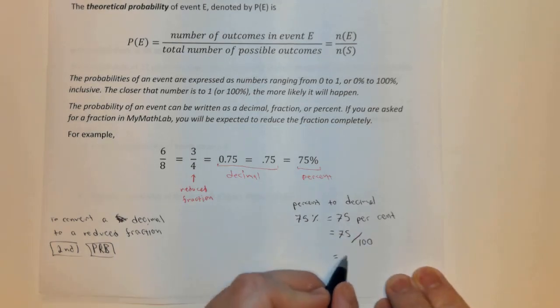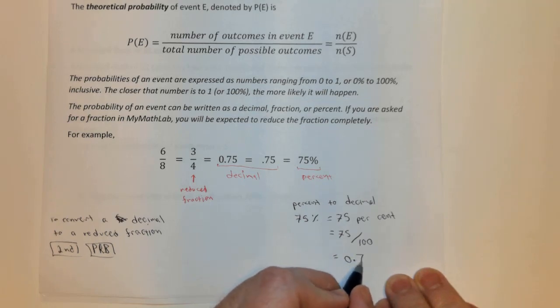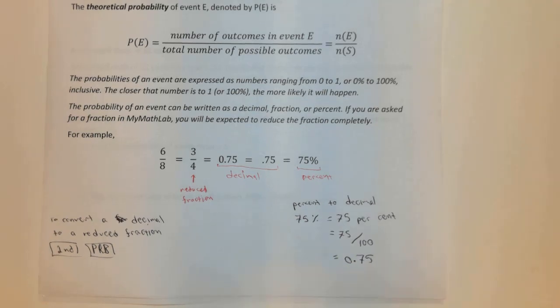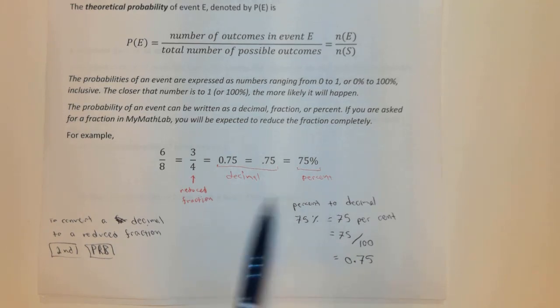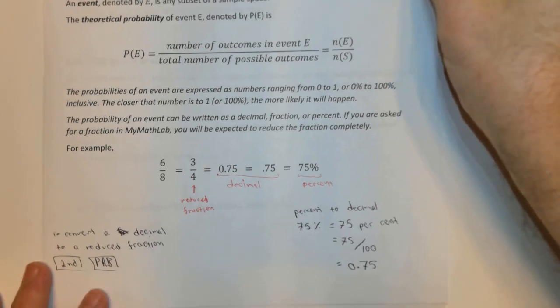So if you're given a percent and you need to convert it to a decimal, that's how you can do it. Also, if you want to convert a decimal to a percent, you're going to move the decimal 2 units to the right. So if that comes up, you may have to do a little bit of thinking about that. Let's go ahead and move on to an example here.